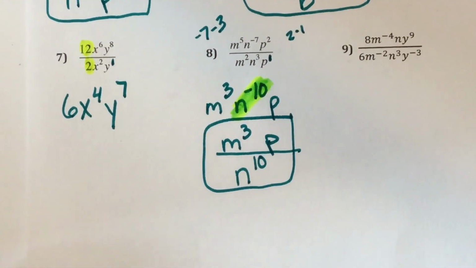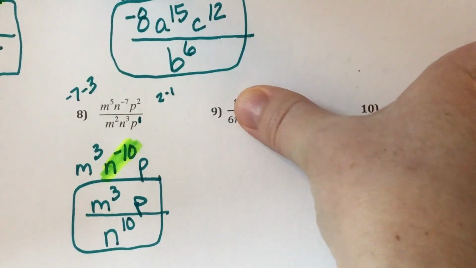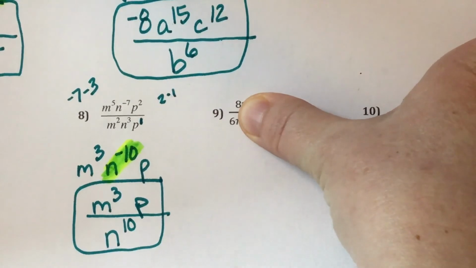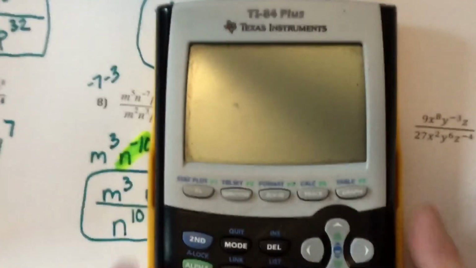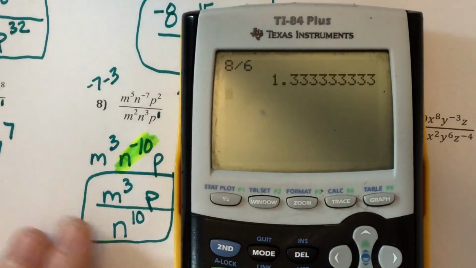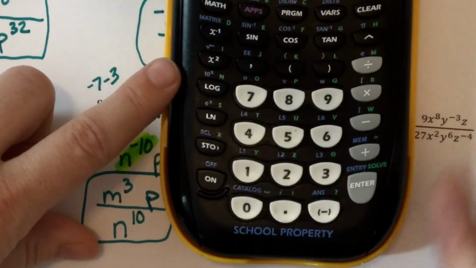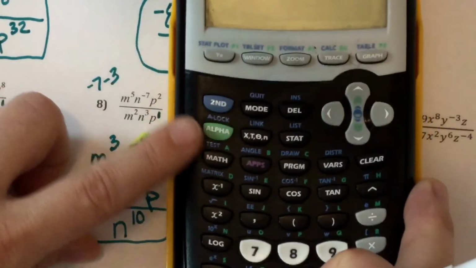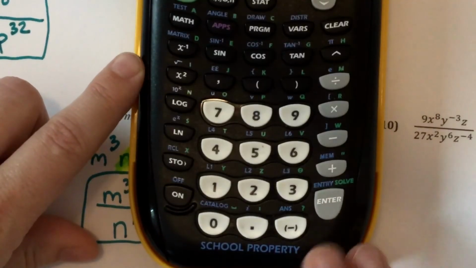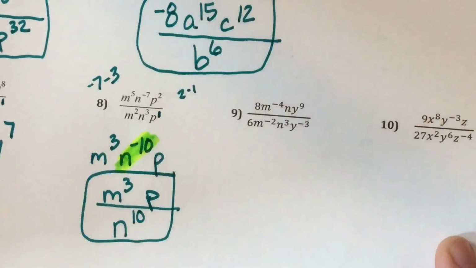All right, let's look at number 9. So first, I do see numbers in front. So this is 8 divided by 6. That doesn't come out nice. Okay, I'm going to let my calculator help me. 8 divided by 6. Now, if you can reduce fractions without the calculator, by all means, do it. So remember in the calculator, when you get your decimal, go math, enter, enter. And that reduces the fraction for you to 4/3.